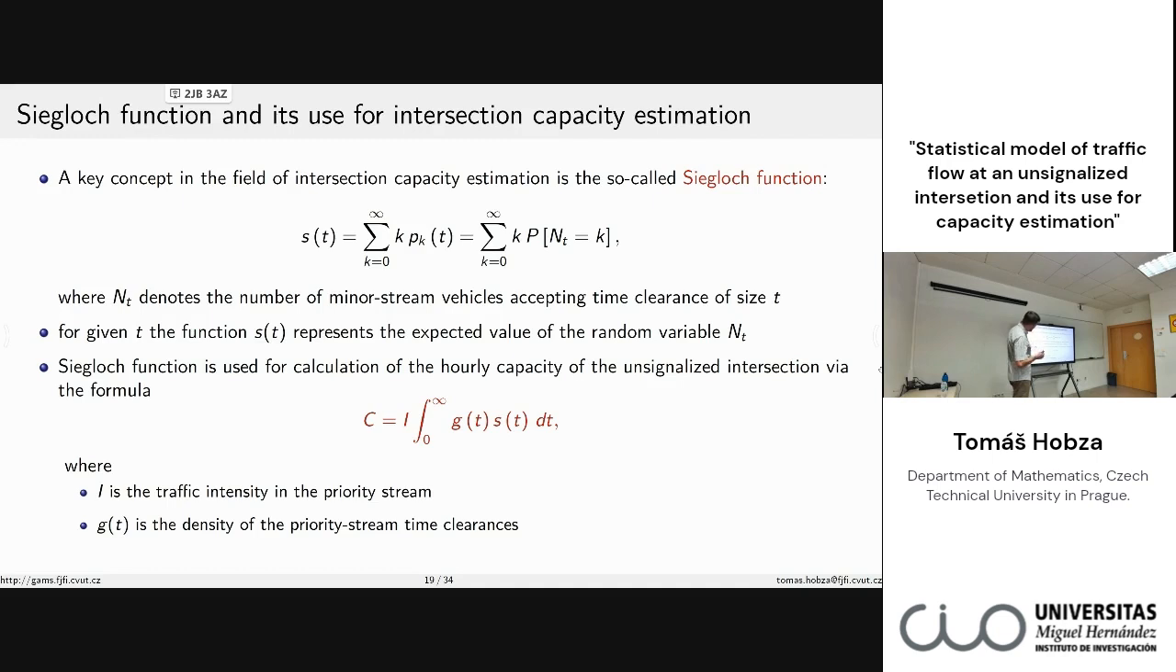And if we have this function, then there is a famous formula, using the Siegrove function, to calculate the hourly capacity of this intersection. The formula is this one. The capacity is estimated like the intensity of the stream, so the number of vehicles per hour which pass there. And then we have the integral of the density of the clearances of the main road multiplied by the Siegrove function. The intensity of the stream can be measured or somebody gives it to us, and the density we are able to estimate. So now we need the Siegrove function. As soon as we have some approximation of the Siegrove function, we are able to estimate the capacity.